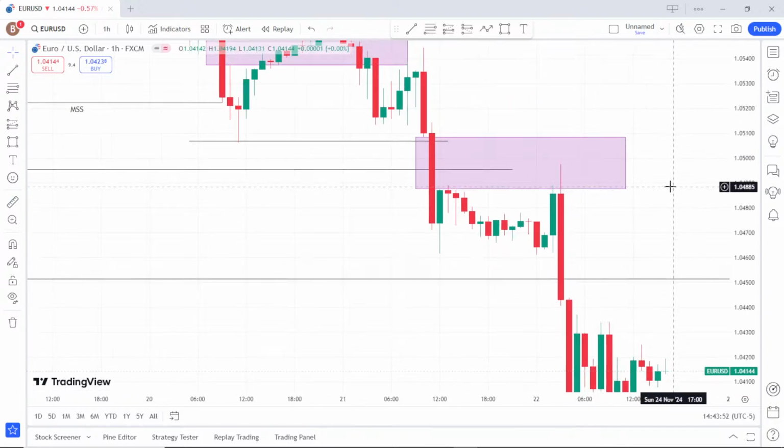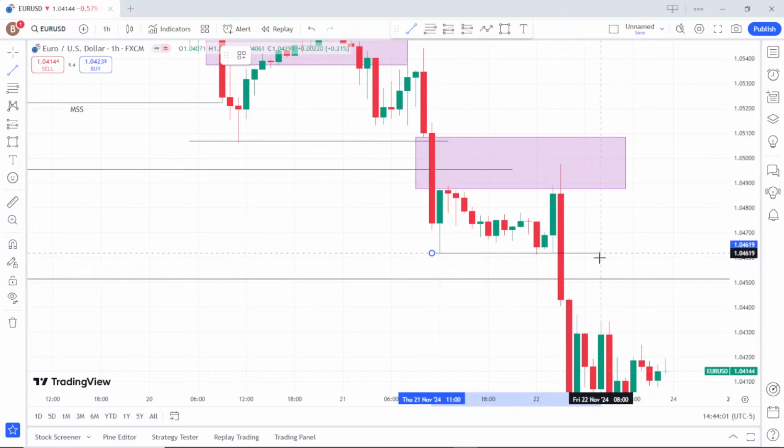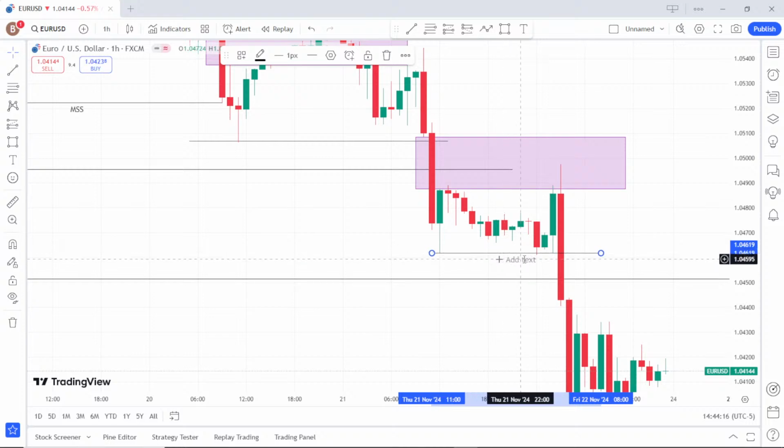So with that being said, there's another liquidity point here that you can target. Here, these are equal lows. Here and here, these are equal lows. So before London opened, they generated liquidity here. They generated liquidity and then neutralized it. Generated liquidity, neutralized it.